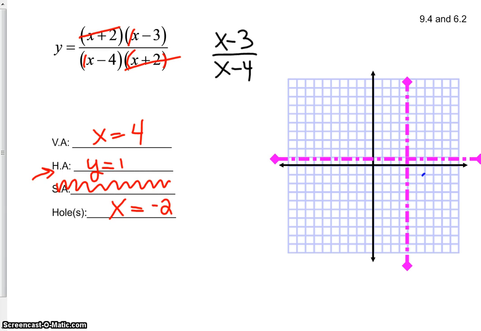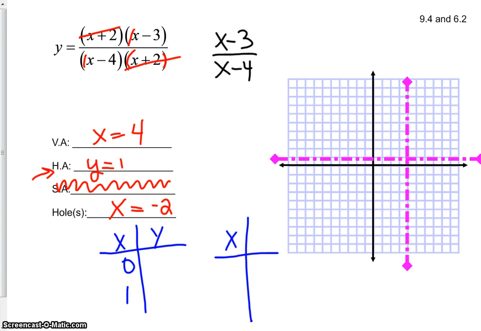So I want to test some x values. Someone said, oh, is it like the 0, 0 test? Yes, it's very much like the 0, 0 test. I'm just going to test the two zones, here and here, and say, okay, where could I be? So let's say what's in the zone to the left of my vertical asymptote? That would be at 0 and at 1. What's in the zone to the right of my vertical asymptote? That might be a 5 and a 7. I'm randomly picking these values. So let's work these out.